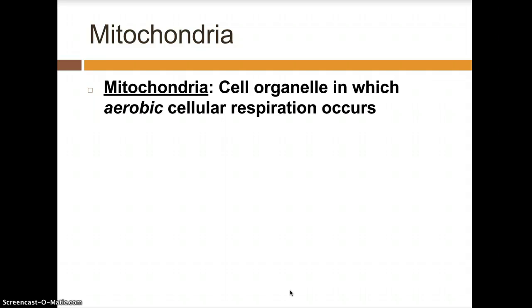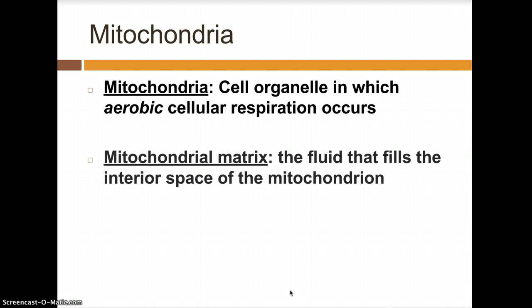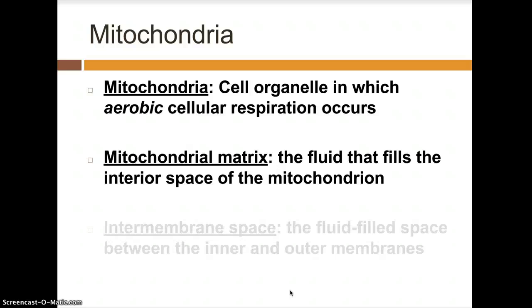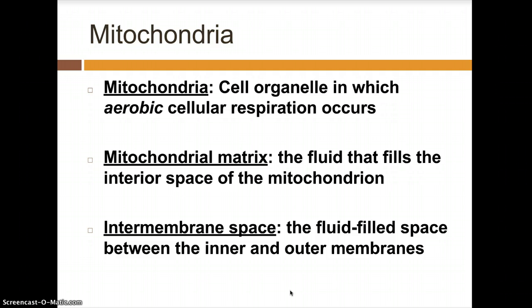Mitochondria is the cell organelle with aerobic cellular respiration. I want to highlight aerobic cellular respiration because glycolysis occurs in the cytoplasm, which isn't specific to the mitochondria. We have the mitochondrial matrix that fills the interior space of the mitochondria, the innermost space. And then the intermembrane space. So we have several membranes. The inner membrane is very folded with cristae. And the intermembrane space is the fluid that fills the spaces between the inner and outer membranes. It's important to know that there's liquid here in order to facilitate transport of ions throughout the cell and throughout the mitochondria.